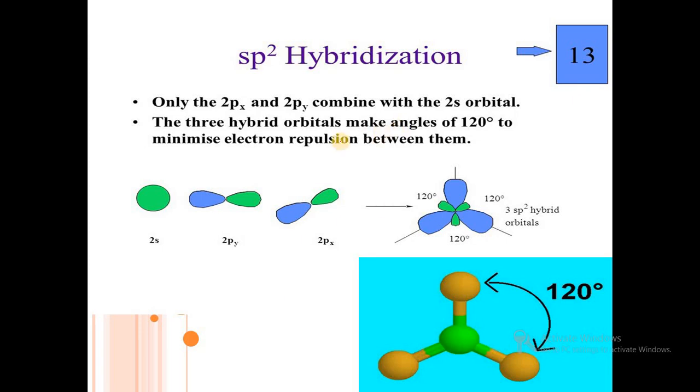In the case of sp2 hybridization, only the 2px and 2py combine with the 2s orbital. The 3 hybrid orbitals make angles of 120 degrees to minimize electron repulsion between them. So here 2s, 2py and 2px mix and recast with each other, and we get 3 sp2 hybrid orbitals having a bond angle of 120 degrees.